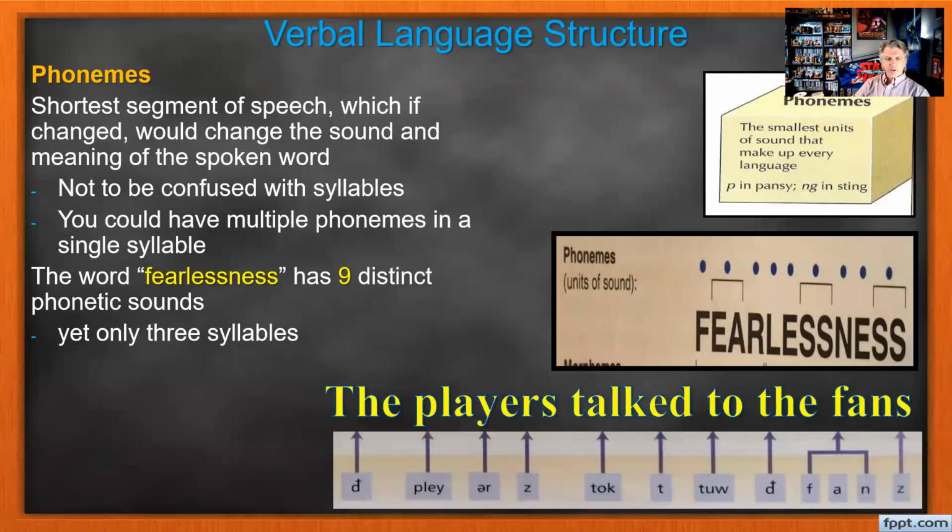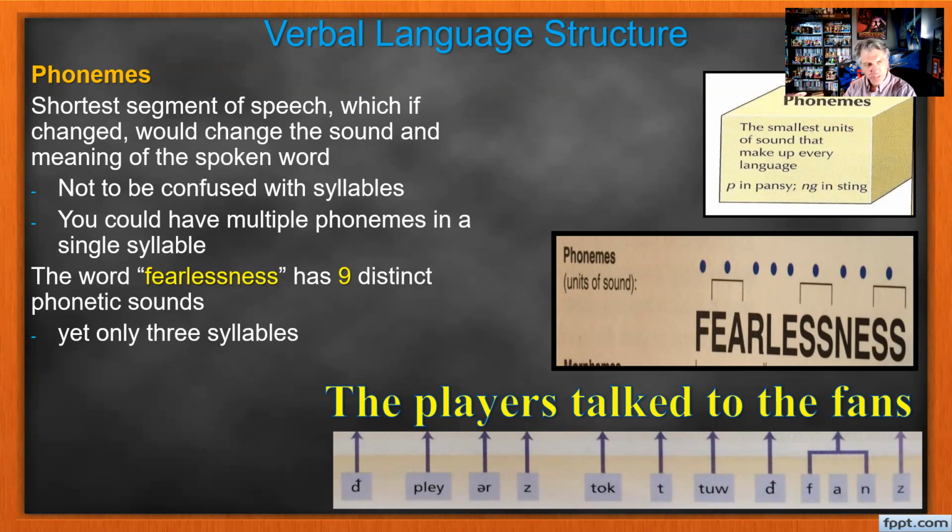All right, now let's talk about breaking down words. Words are broken down into phonetics, and phonetics are sound. Phonetics are the sounds that are used and combined to make syllables that go on and make words. For example, the word fearlessness has 9 distinct phonetic sounds. The sound of the F, the E and the A combined for a long E, and so on. Yet it only has 3 syllables, fearlessness. But it's got 9 distinct sounds that make up those 3 syllables that make up that one word.